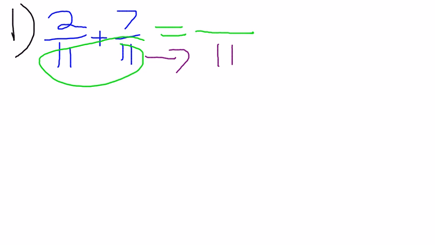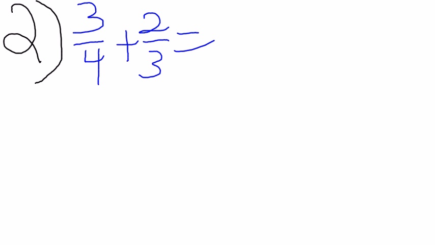I didn't add anything, didn't subtract anything. With adding and subtracting, you never add or subtract the bottom numbers. So if they're the same, we move it on to the bottom. And then we can go to the top, and we're going to add or subtract those numbers. In this case, it is addition, so 2 plus 7 is 9, and that is our answer, 9 over 11.